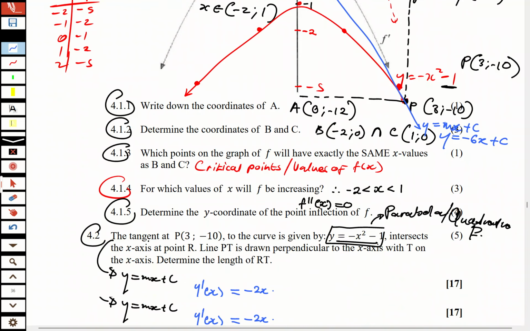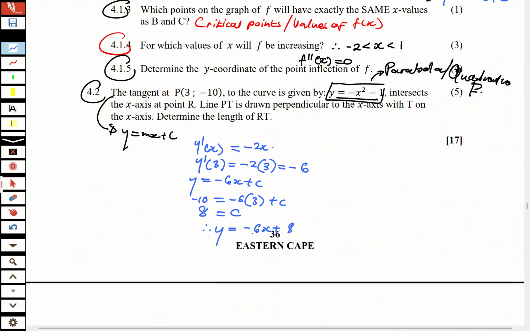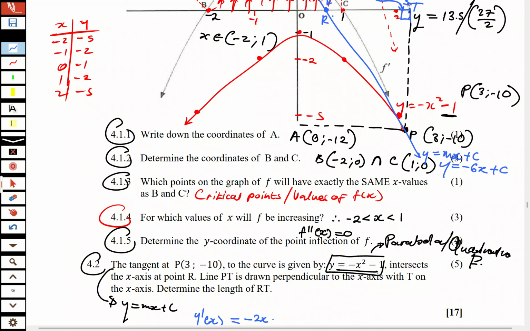So from there, guys, remember, what was the question? We have to determine RT. So how do we find this? Remember, now we have the equation y equals negative 6x plus 8. What is happening at R? We know at R we have the x value, but what about the y? The y is 0, because R is a point on the x-axis, meaning the y value is 0.